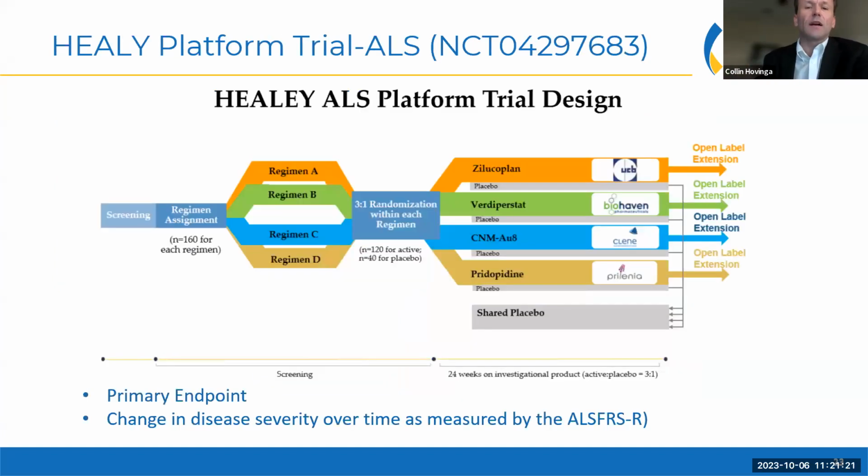Now, the HEALEY platform trial in ALS uses the ALSFRS as the primary endpoint, and what you're going to see here is that there are up to four arms going simultaneously with a 3-to-1 randomization, so 3-to-1 for each treatment versus placebo, and then the trial continues on. What happens is, as one study arm completes, you can add additional study arms on an ongoing basis with a shared control group. Next slide.